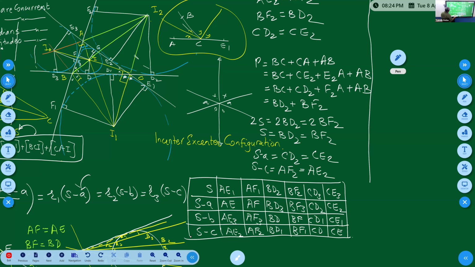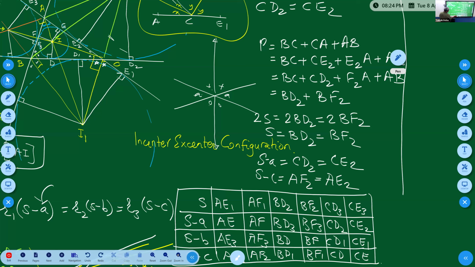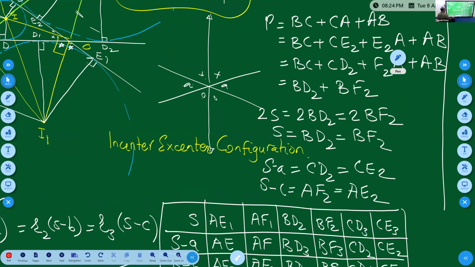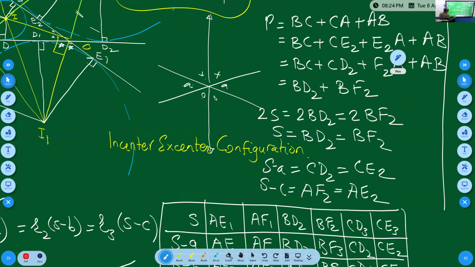It will take a little more time, but it is fine. Let me make that incenter-excenter configuration a little bigger, and keep it in front of you, and let me hide the table.